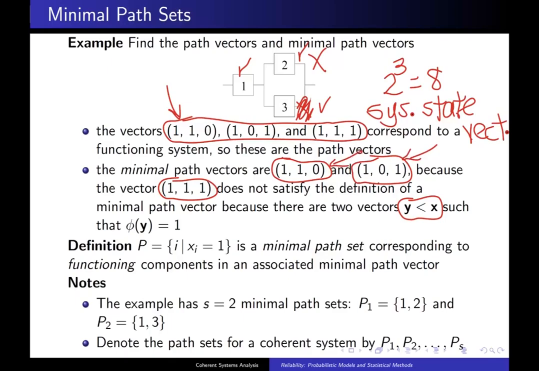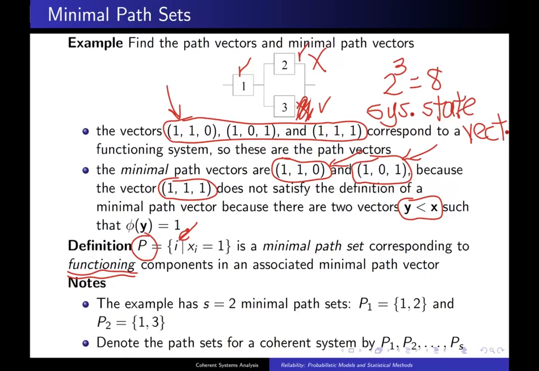And here's a new definition. The set capital P, which is the set of all indices i such that xi equals 1, is a minimal path set, which corresponds to functioning components in the associated minimal path vector. This is italicized because it will have a different meaning for cut vectors when we get to them.